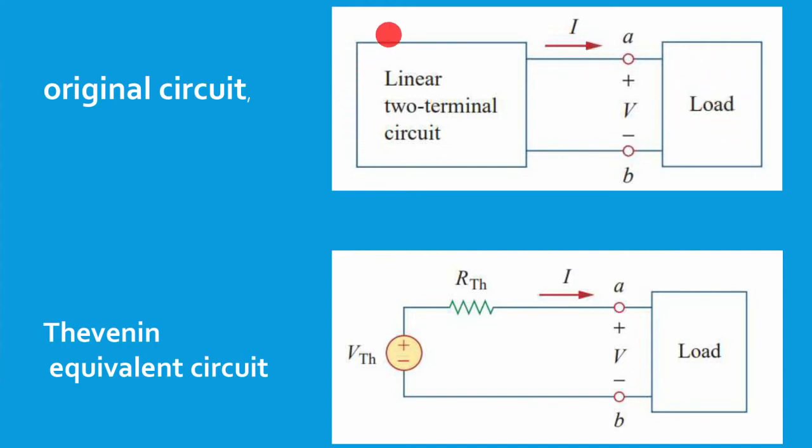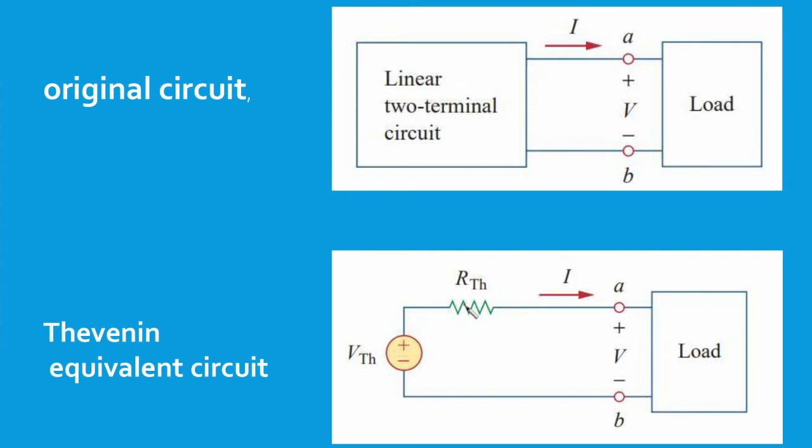Now this complete complex circuit can be replaced by a simple circuit of a voltage source in series with a resistance, right? This voltage source is called Thevenin's voltage, nothing but a Thevenin's equivalent, and the resistance is nothing but R Thevenin, we call it as RTH, right? So why do we need this?